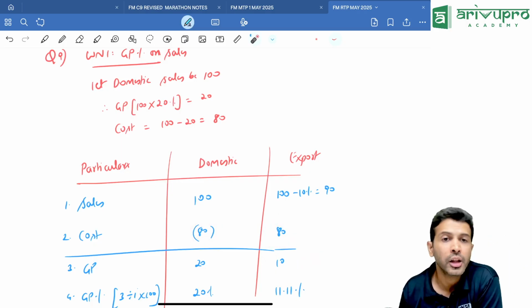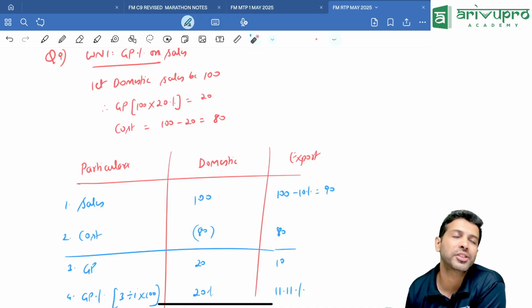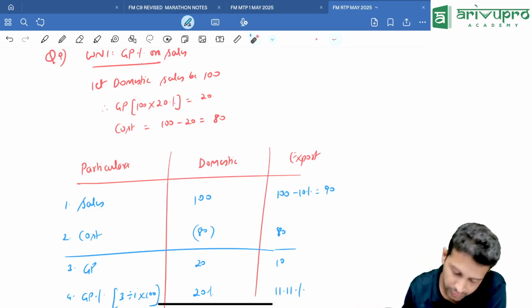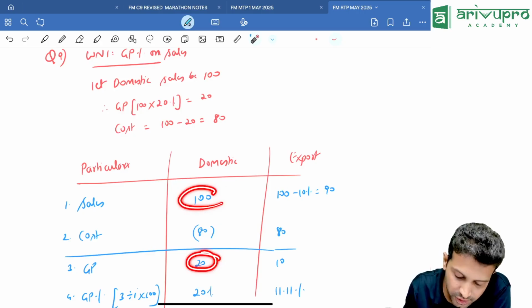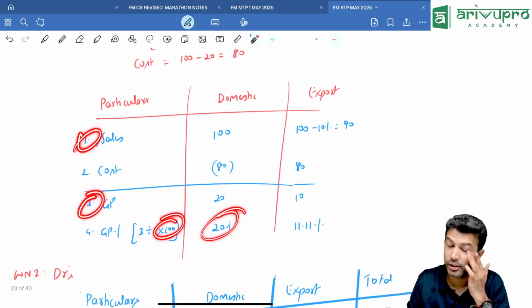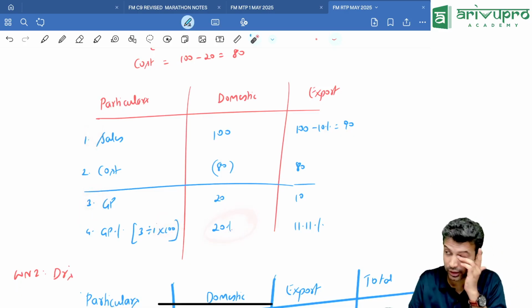10. Now we can calculate GP percentage. Tell me, how much is GP percentage? How do you get GP percentage? GP upon sales into 100. GP here is 20, sales here is 100. So calculate 20 divided by 100 into 100. How much is this? 20%. In fact, this we have to calculate or it is given.